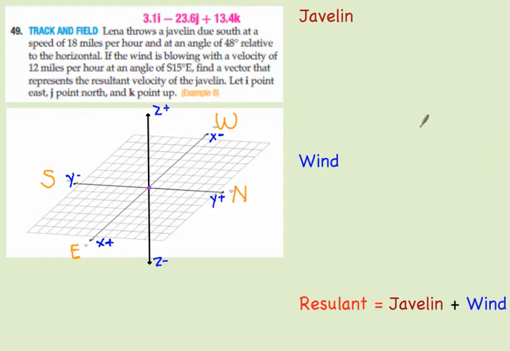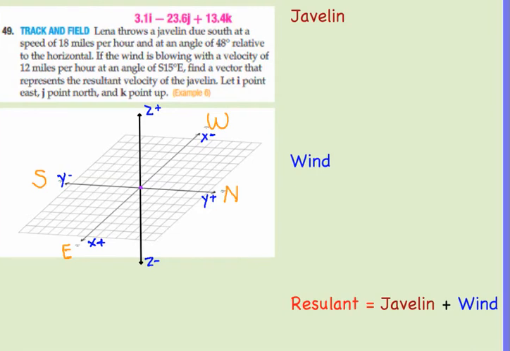So let's read our problem, all right? Lena throws a javelin due south, right? That's going to make her life very easy. At a speed of 18 miles per hour at an angle of 48 degrees relative to the horizontal.